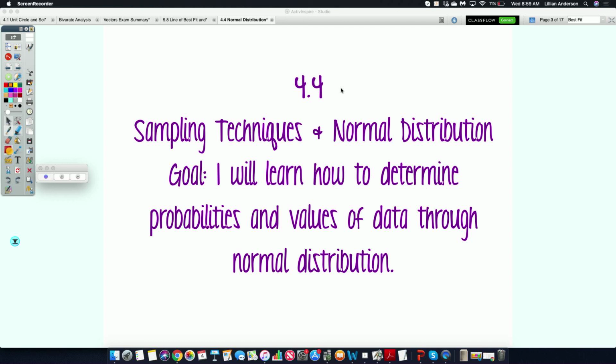Sampling techniques and normal distribution. You guys are going to learn how to determine probabilities and values of data through normal distribution after we go over some key terms when it comes to statistics and when you are collecting data, and the different types of sampling techniques that go with collecting data.